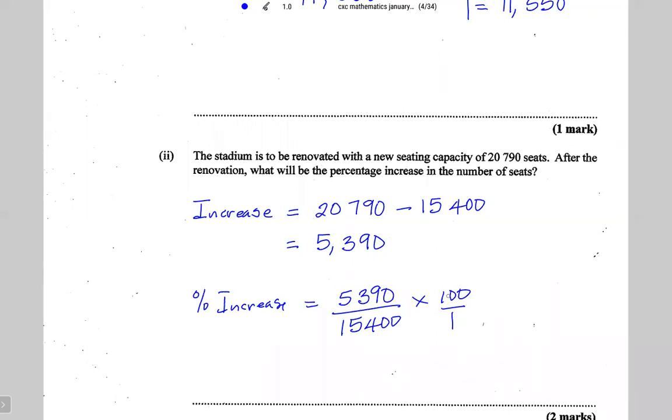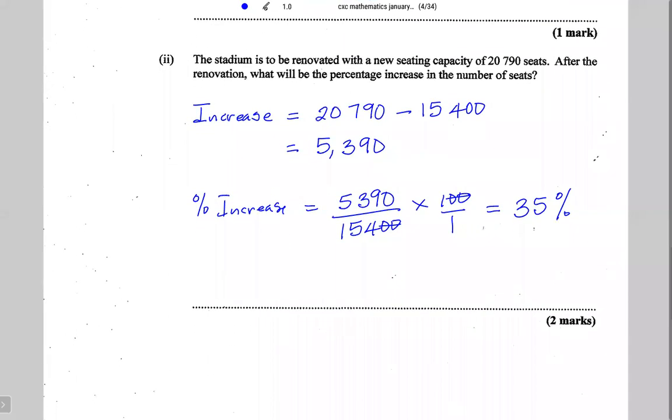So let's go 20 here, 20 here. So this becomes 5390 divided by 154. The percentage increase is 35%. So after the renovation of the stadium, the increase in the seating capacity is 35%. All right, let's continue.